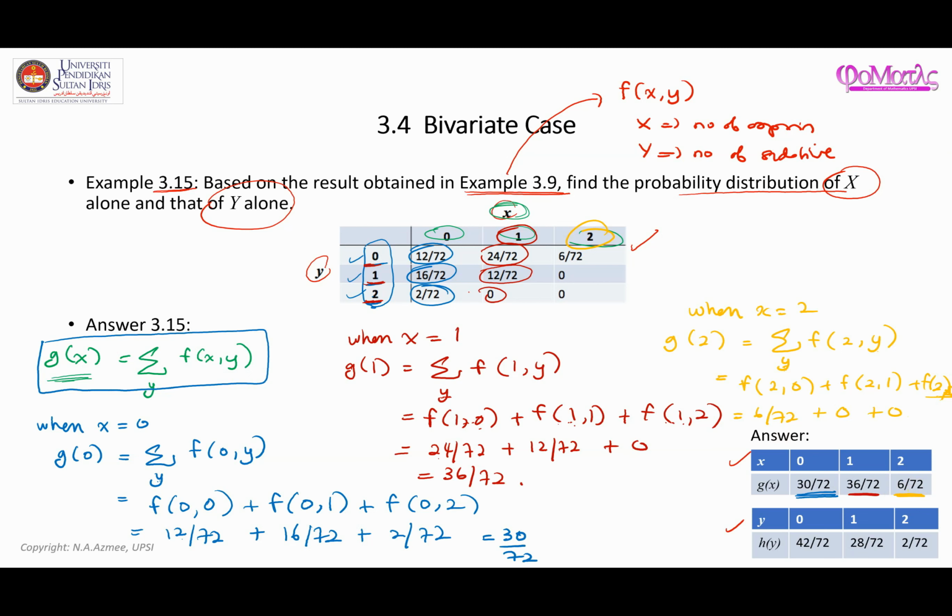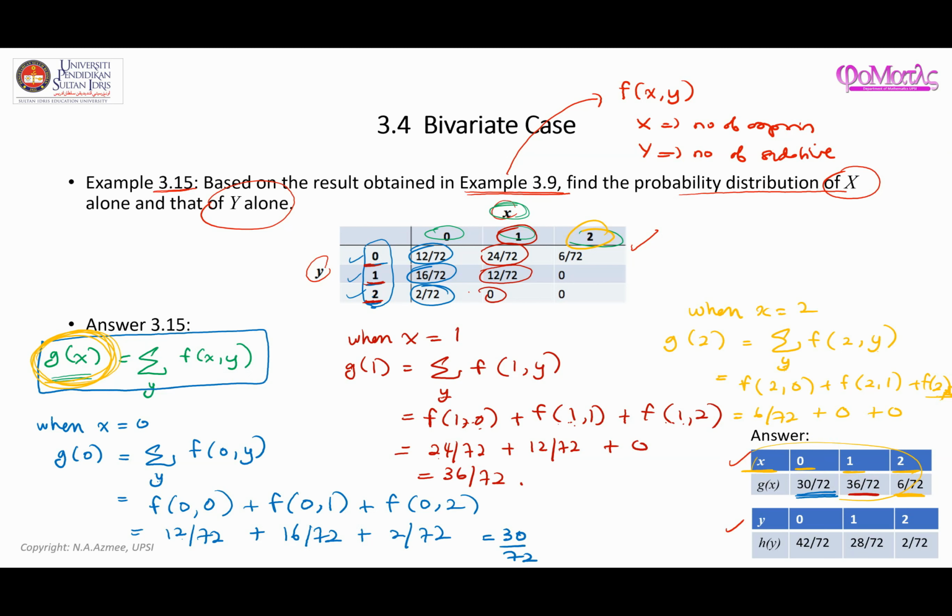We have managed to focus on just the marginal distribution of x. That means we're just interested to know what the marginal distribution for x is when x is 0, 1, and 2, and we can represent the answers using a table that looks like this.